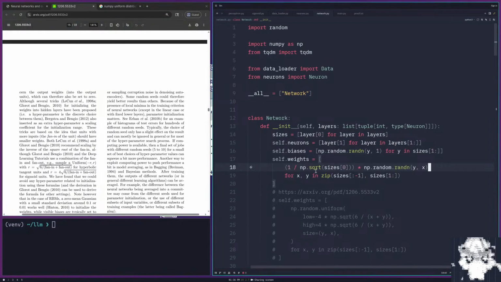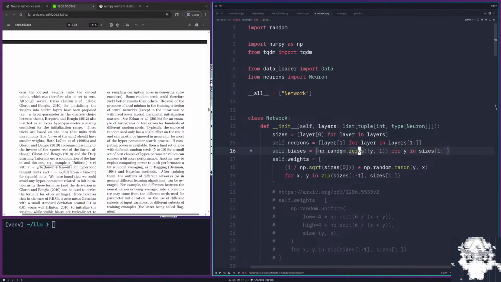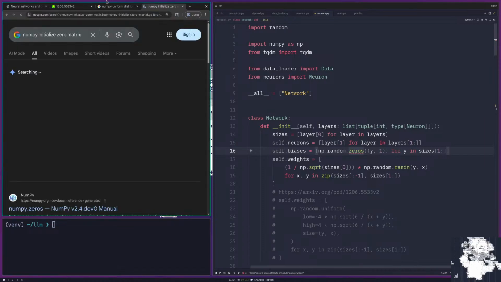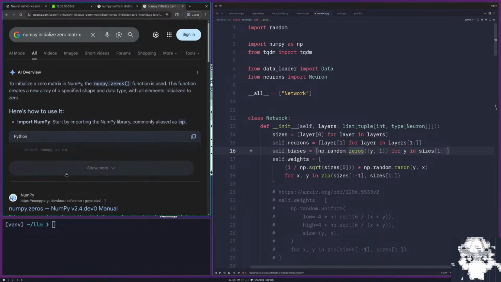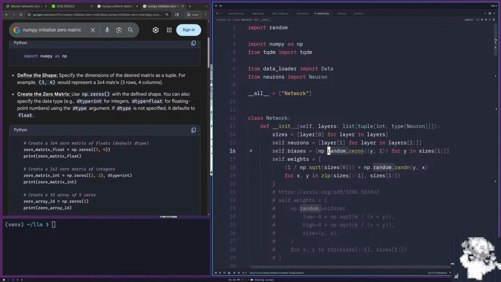I guess we could also try setting biases to 0. So that would be zeros, and then you put this as, what's wrong with that? NumPy initialize 0 matrix. Isn't that what I'm doing? Oh, it's not dot random, it's just dot zeros.